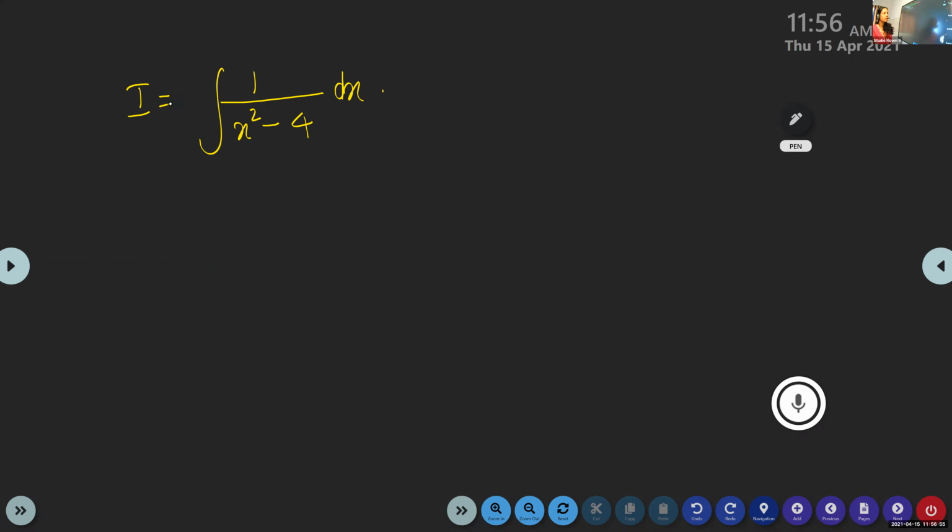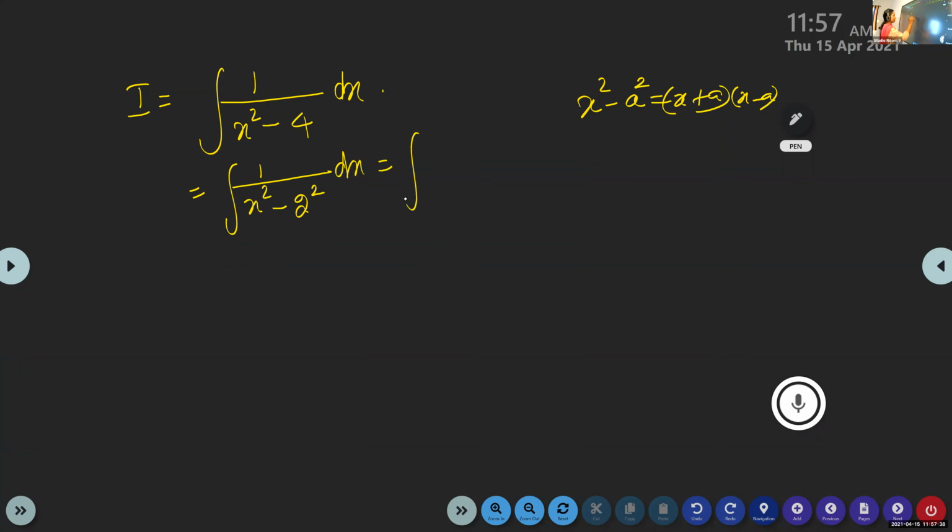1 by x square minus 4. Is it a linear factor? No. Is it possible to make? Yes, x minus 2 into x plus 2. It is of the form x square minus a square, so we can write this as x plus a into x minus a. The given polynomial is not linear, but we can make it linear factors. We can write 4 as 2 square.